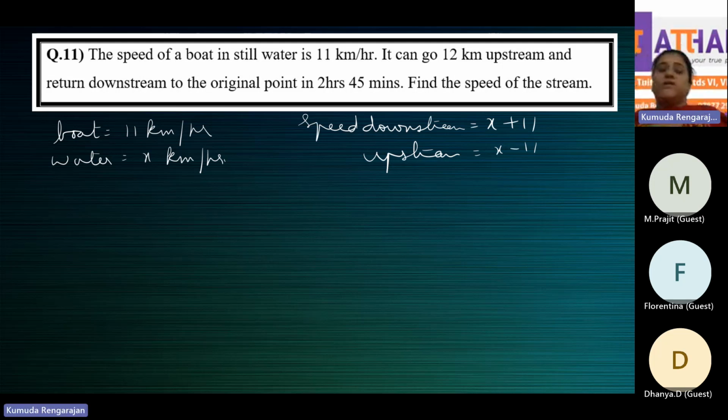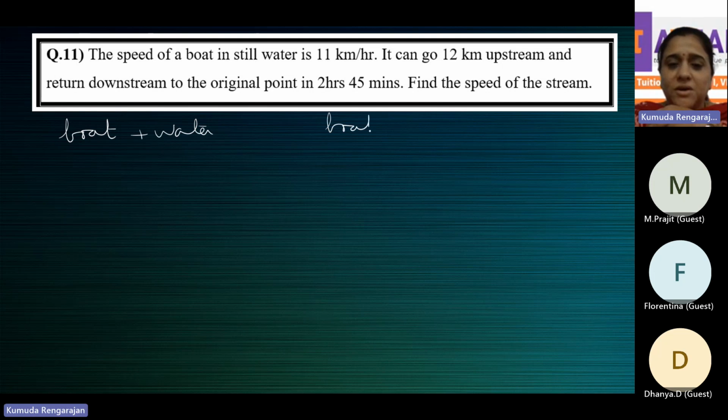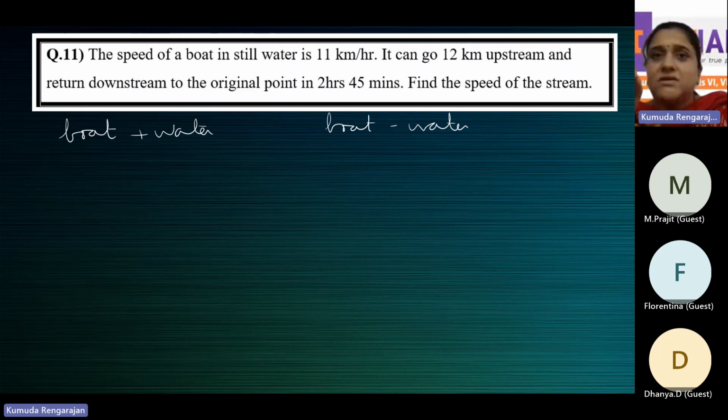So children, here is where we have to be very careful. See, the speed is always speed of the boat first, plus the speed of the water. Speed of the boat minus the speed of the water. Your rowing speed must be more than the speed of the water, otherwise you cannot row your boat at all.